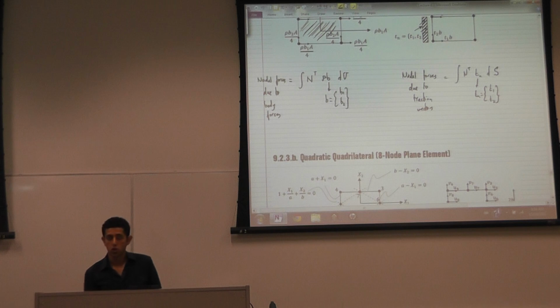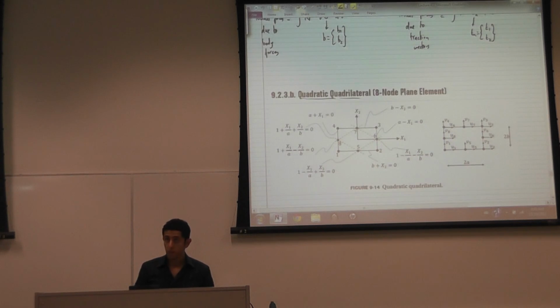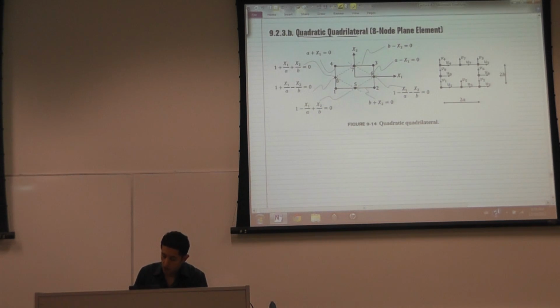The nonlinear version of the quadrilateral element is the quadratic quadrilateral 8-node plane element, and this element is made by introducing 4 mid-side nodes, so the element can be formed as follows.